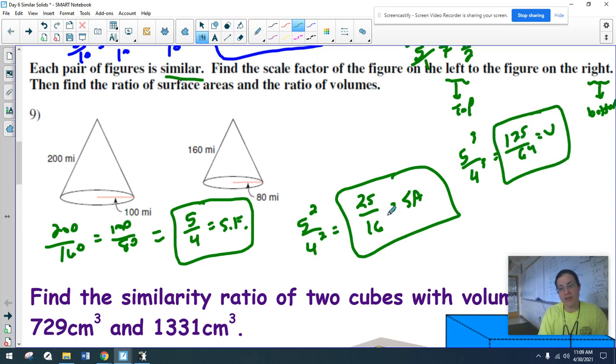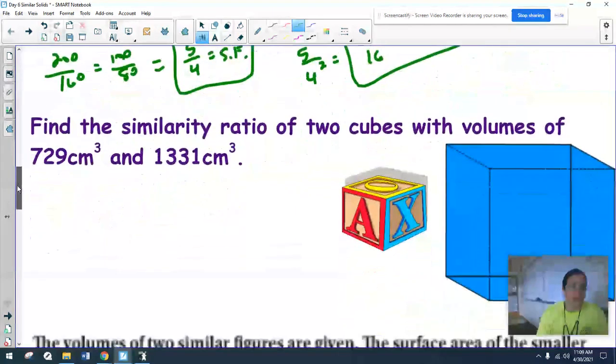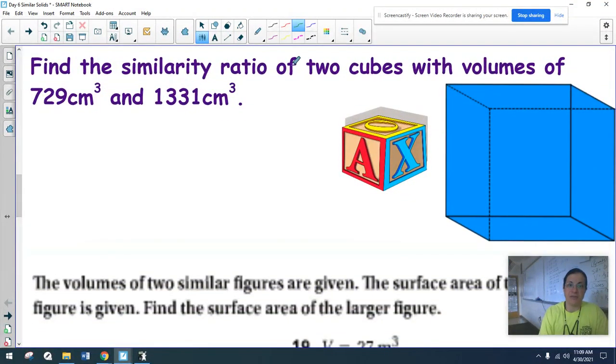Okay, and if you stick these in the calculator, they're not going to reduce. It'll always be like that with the squareds and the cubes. Okay. Next, find the similarity ratio or scale factor of 2 cubes.